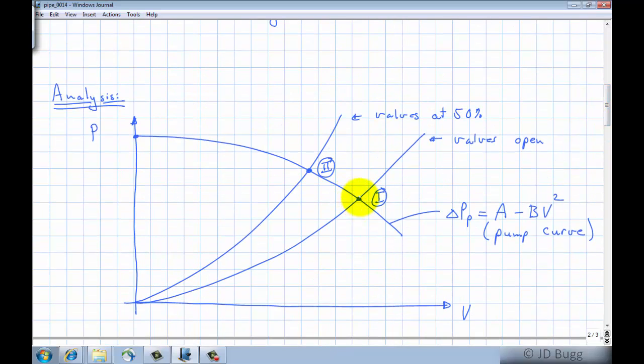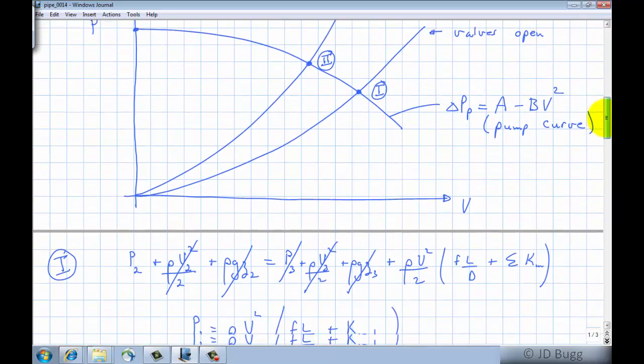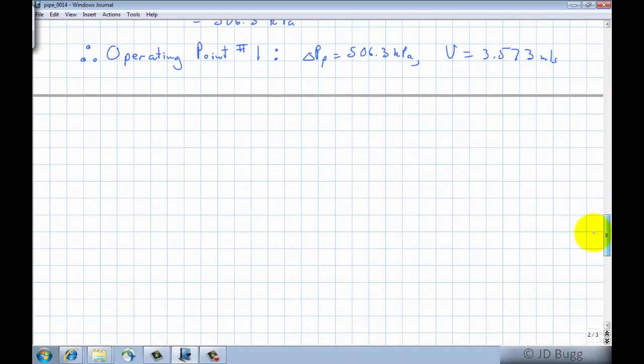So we go back. What we've done is calculated the coordinates of that point. We know the velocity and we know the pressure. So that point is nailed down. We need to do the same thing for point 2, and we'll have enough information to define this curve and figure out A. So we go on now to consider point 2, operating point 2.